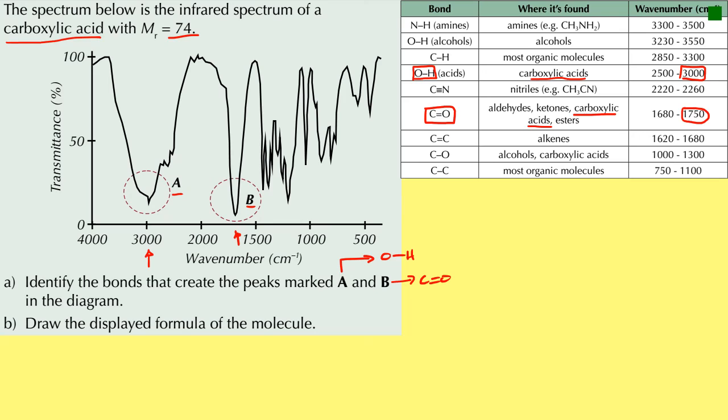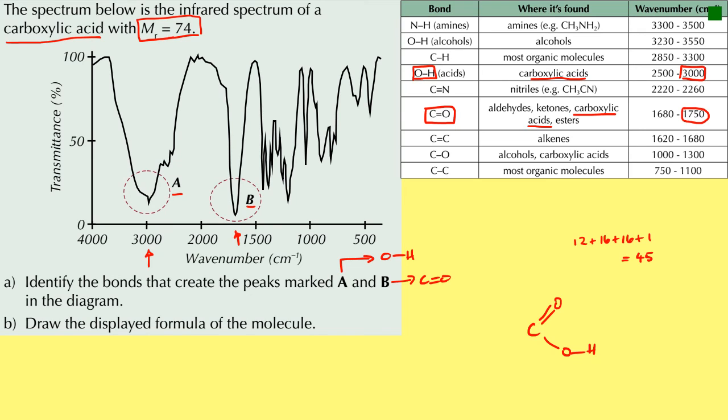So that's the answer to A, and for B, we want to draw the displayed formula of the molecule. So we know it's a carboxylic acid. We know it's got a carbon-oxygen double bond, and we know it's got a hydroxyl group on it. And the other thing we're going to refer back to is the Mr being 74. So how much of the molecule have we accounted for so far? Carbon's 12, oxygen 16, we've got 2 oxygens, and we've got 1 hydrogen. So that all adds up to 32, 33, 43, 45.